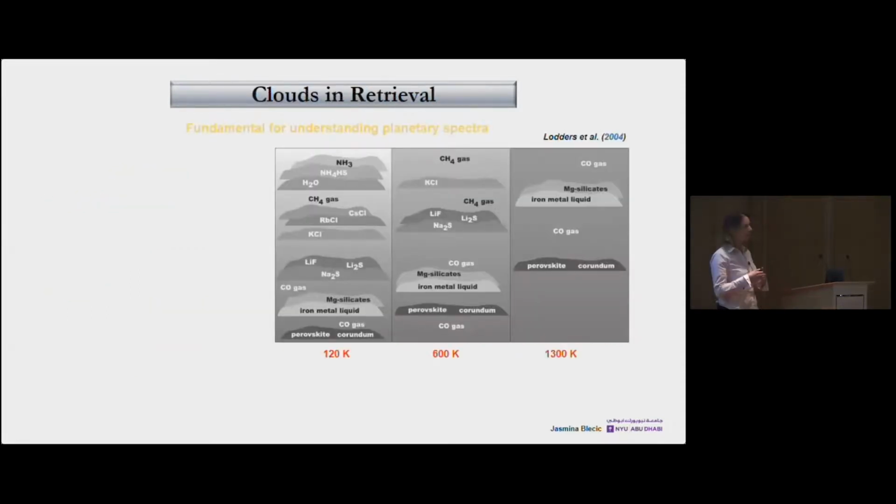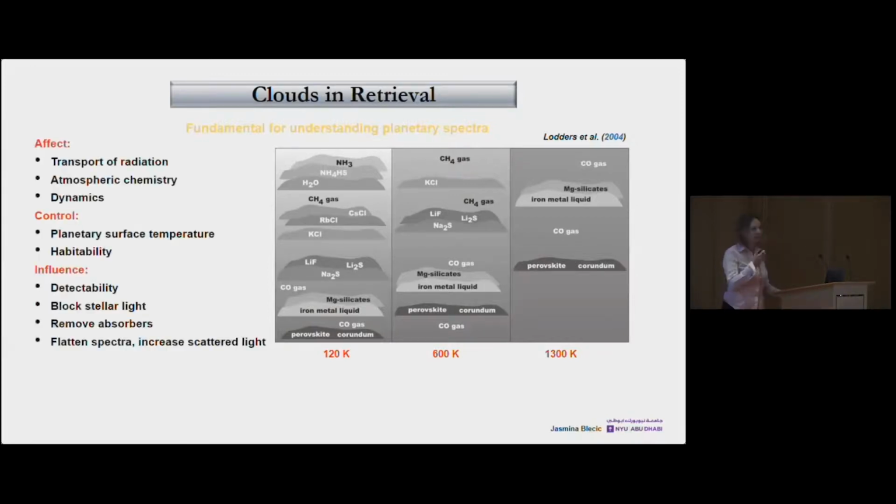Until very recently, clouds have been one of the most challenging issues to implement in retrieval, although they are fundamental to understanding exoplanetary spectra. As we know, they affect almost every aspect of a planetary atmosphere, from the transport of radiation to atmospheric chemistry and dynamics. They influence the planetary surface temperature and habitability. And they highly influence the detectability of the planet because they remove the absorbers from the planetary atmosphere and block the stellar light, so we cannot see deeper below the cloud layers. And they introduce a lot of scattered light.